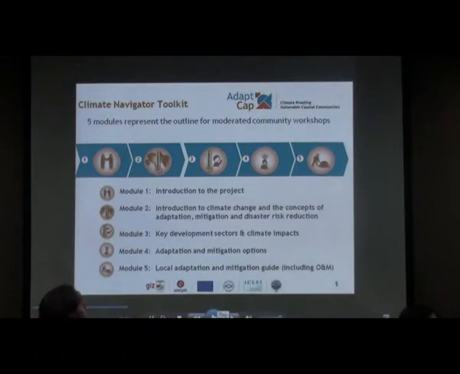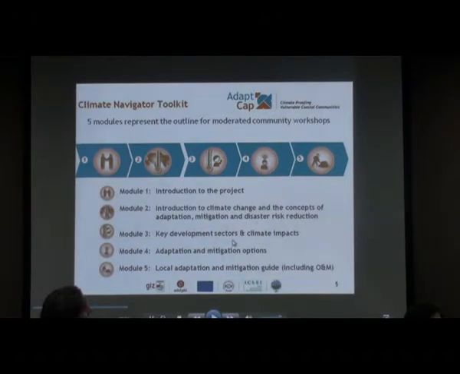This toolkit that we talk about now is a facilitator's manual, and it comprises 5 modules, where we first talk about an introduction to the project, an introduction to the terminology of climate change, and clear the concepts of adaptation, mitigation, and disaster risk reduction. Going into module 3, it covers the key development sectors, whether it's water, forestry, what sector do we want to talk about in that particular community, and what the major climate impacts are.